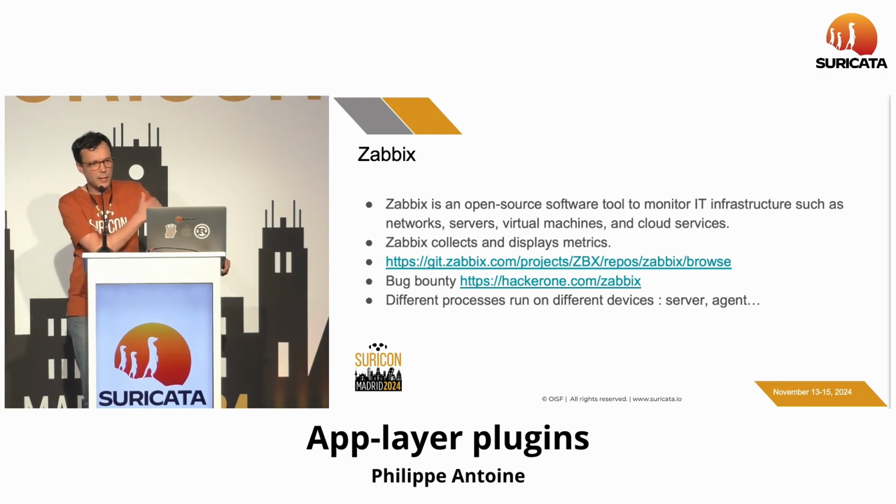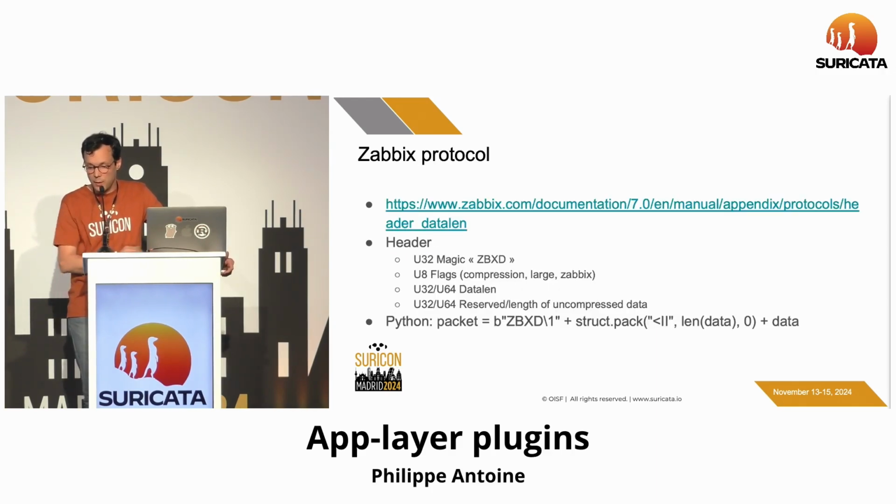And unlike Suricata, this repository has libraries, and there are different processes which are meant to be run on different devices, like server, agent, proxy, and a few different roles. And so these different processes communicate with one another, and that's why they invented a Zabbix protocol, which is documented and which is quite simple. So that's why I also picked that for the demonstration.